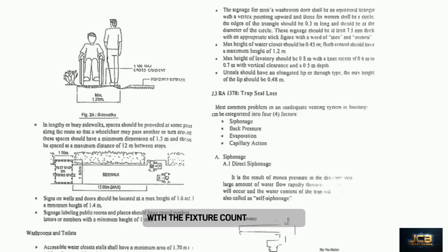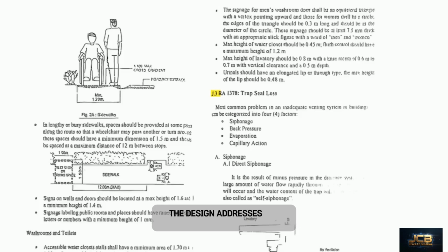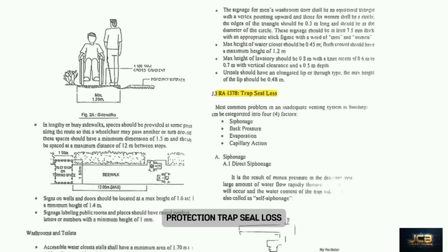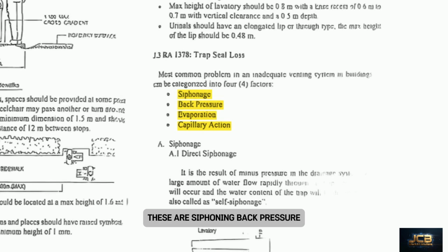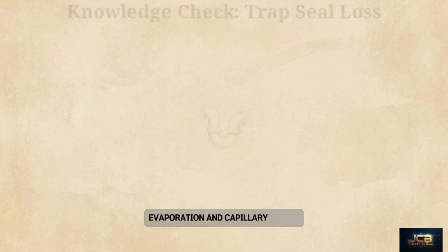With the fixture count established, the design addresses the technical challenge of system protection, trap seal loss. Looking at section J.3, you see the four specific factors causing a trap seal to fail. These are siphonage, back pressure, evaporation, and capillary action.